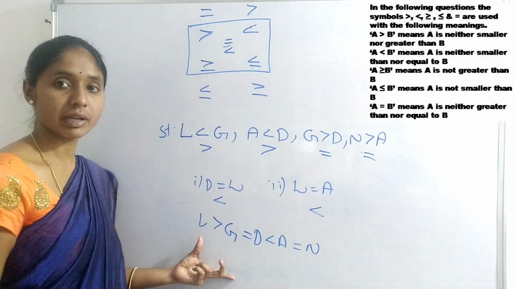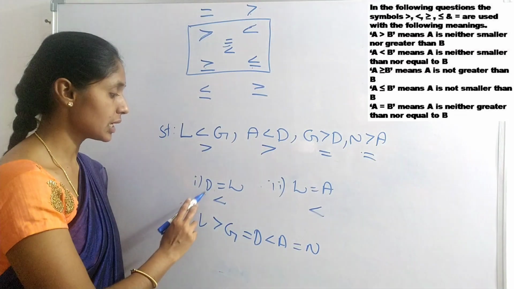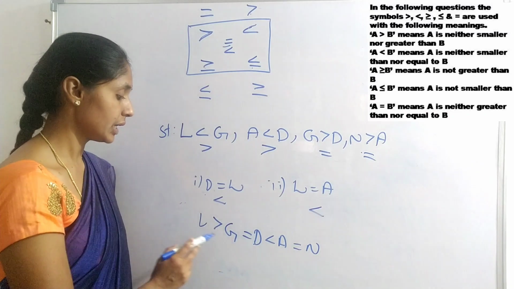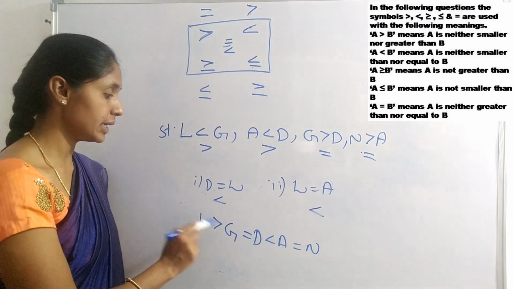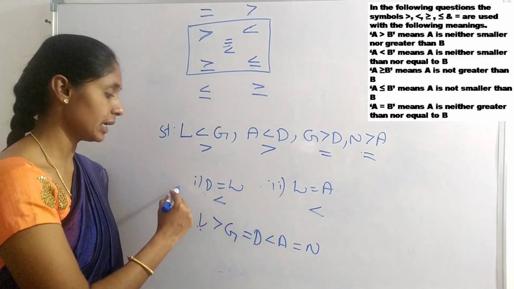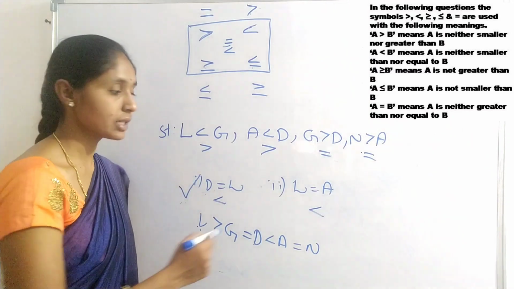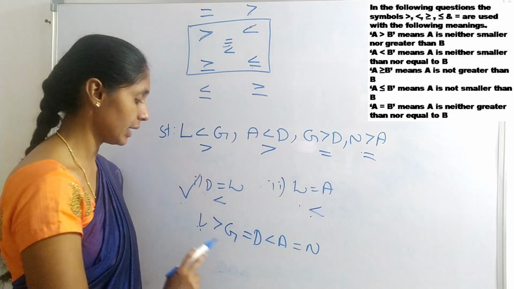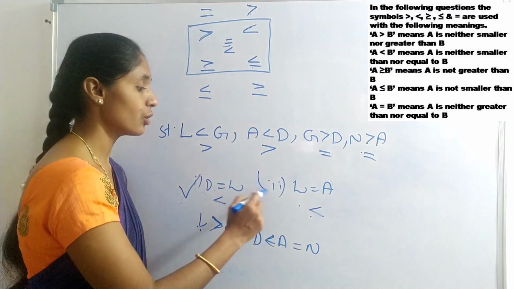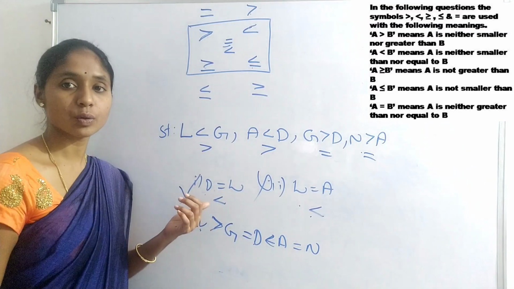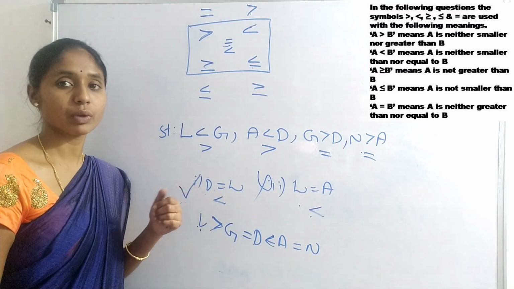This is the given statement. Conclusions are D equals to L. D is here, L is here. L greater than D is right, that is D less than L. Okay, conclusion 1 is true. Then L less than A. L is here, A is here. Greater than, less than, no relation found. Only conclusion 1 is true for this question.